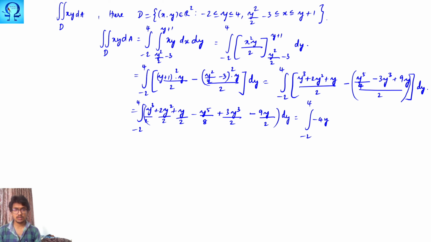Okay. Next is the y squared term. We have only one y squared term. So 2 gets cancelled, plus y squared is the thing that we have. Then the y cube term is y cube upon 2 plus 3y cube upon 2. So when you add it, it is 4y cube upon 2, which is 2y cube. We do not have any y power 4 term. And we have y power 5 upon 8.